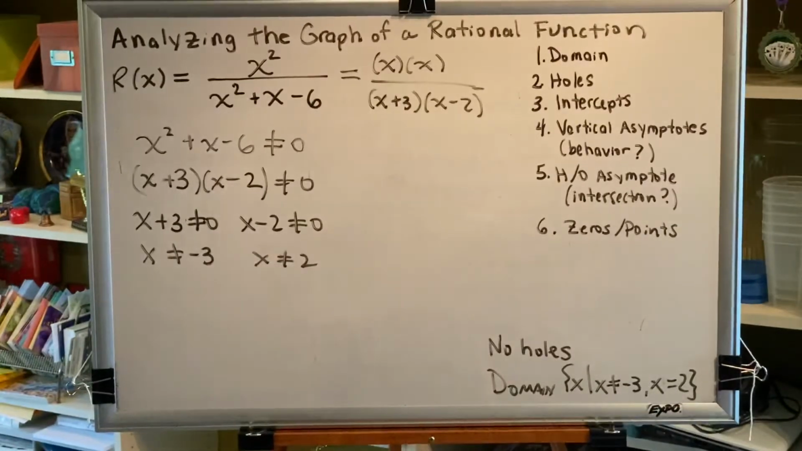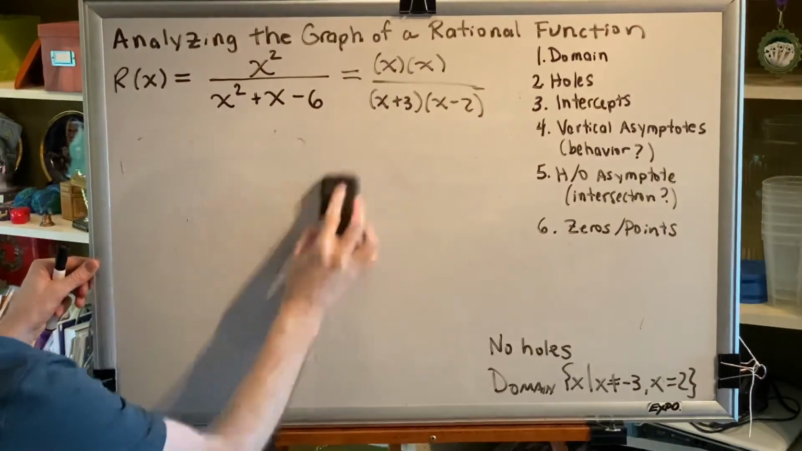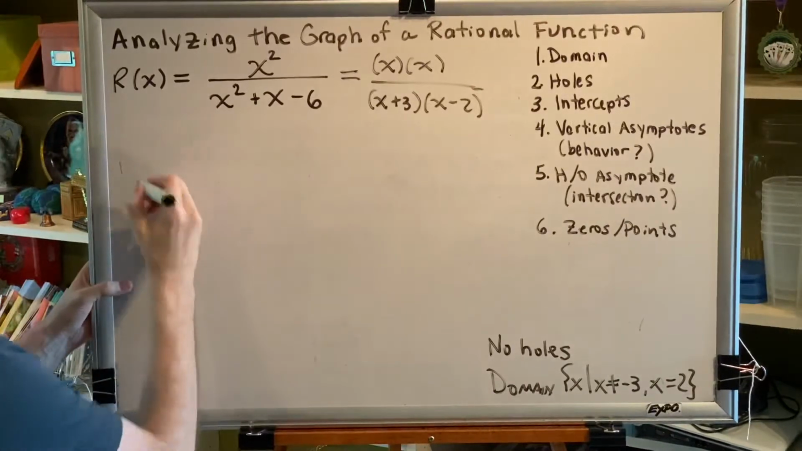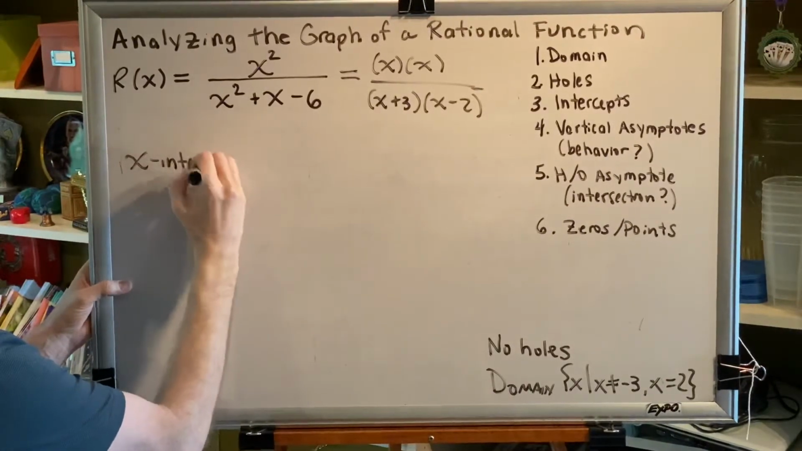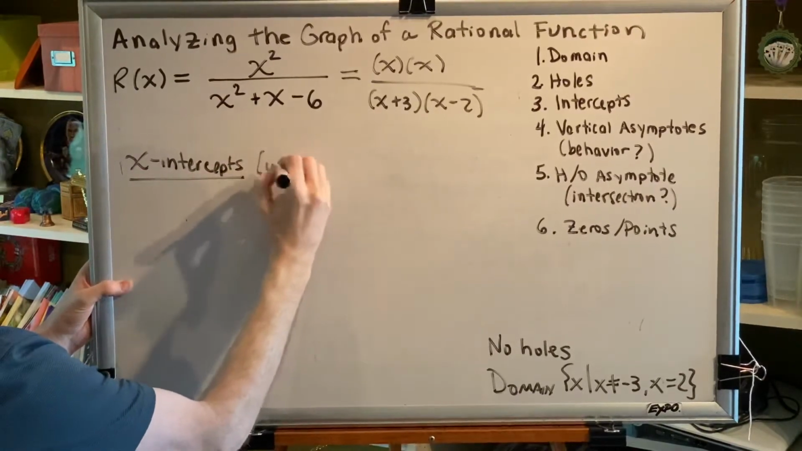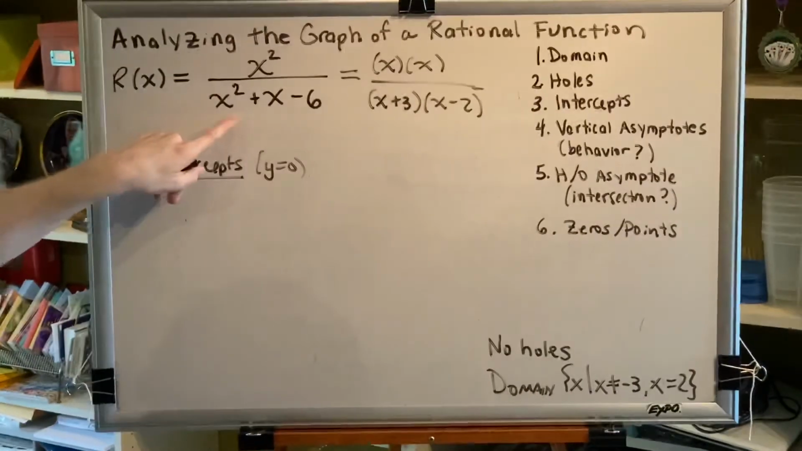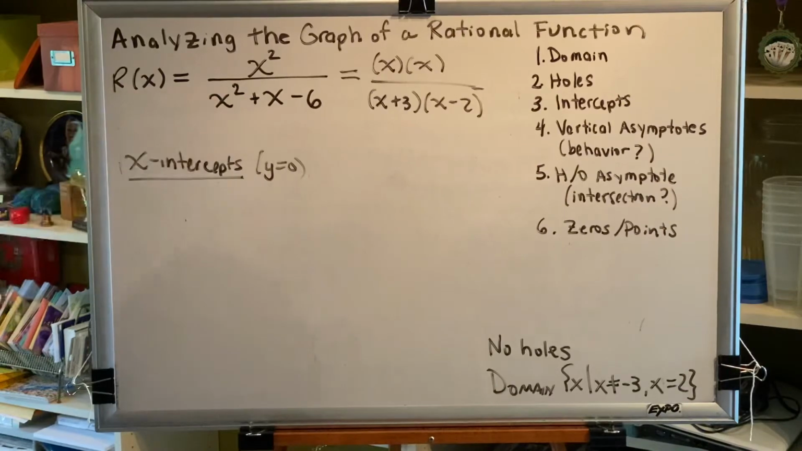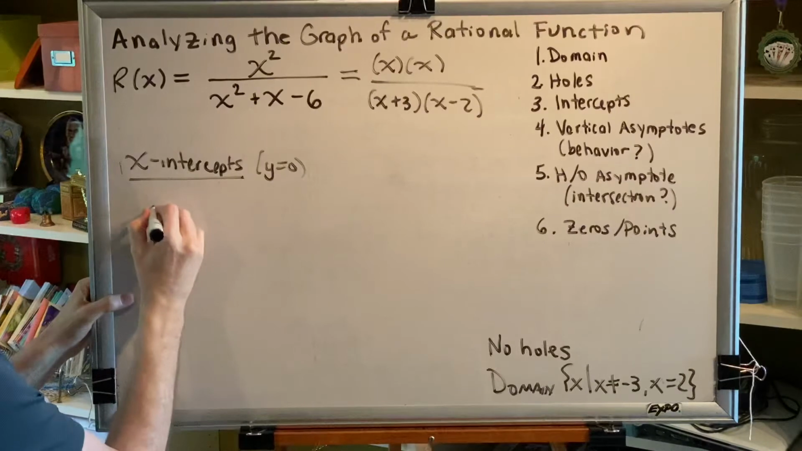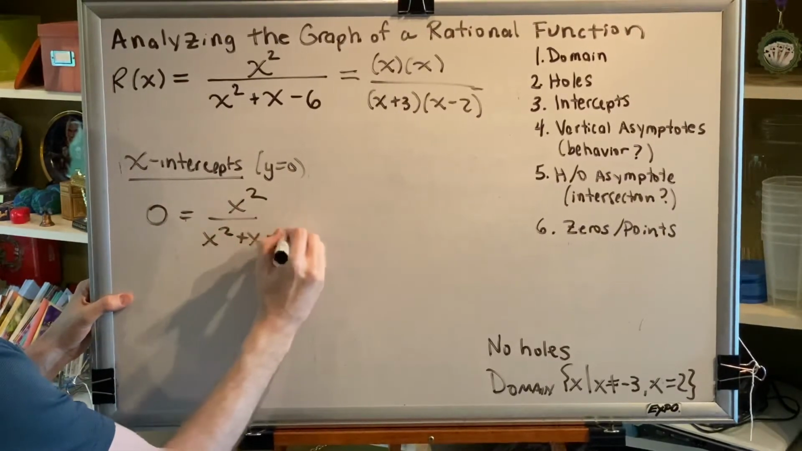All right, that moves us on to step 3, intercepts. Intercepts come in 2 flavors, x and y. Let's start with finding the x-intercepts. The most important characteristic of an x-intercept is that y equals 0. And we know that for this equation, r of x equals this fraction, we could write y equals this fraction. So when we replace y with 0, we're really replacing the left-hand side here. So we get 0 equals x squared over x squared plus x minus 6.